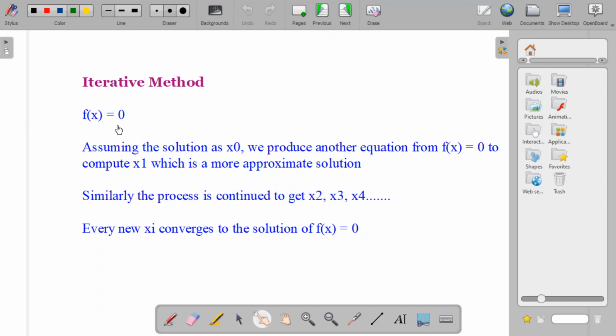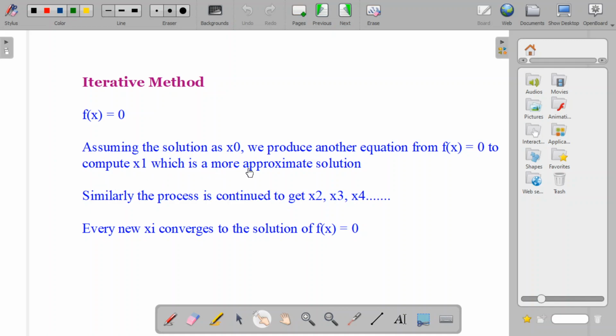Suppose I have an equation of the form f of x equal to 0. Let this be a nonlinear equation or a linear equation which is very difficult to solve. So what I do is I assume a solution x0 for this particular equation. Then, using the equation f of x equal to 0, I find a new value x1 which is a more approximate solution.